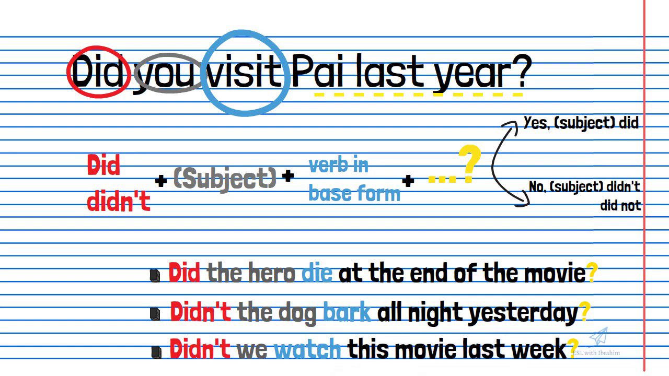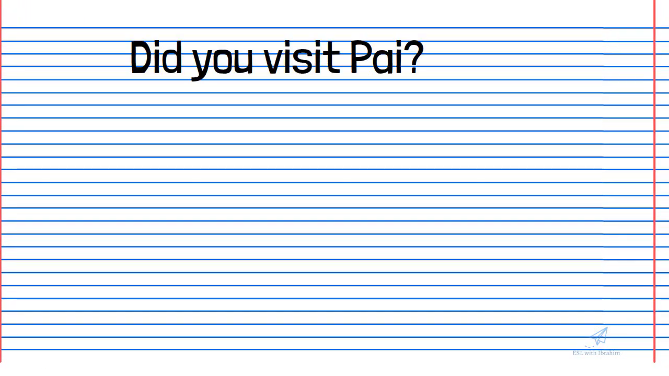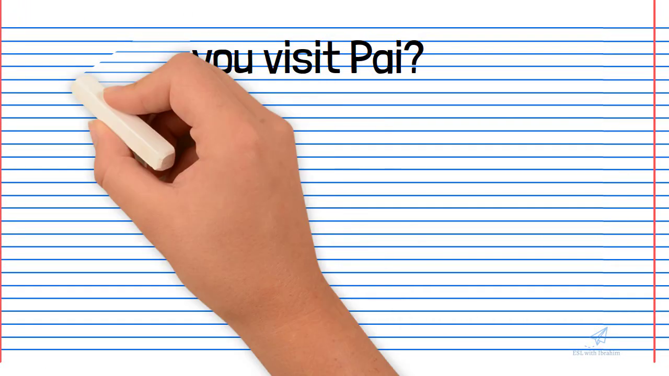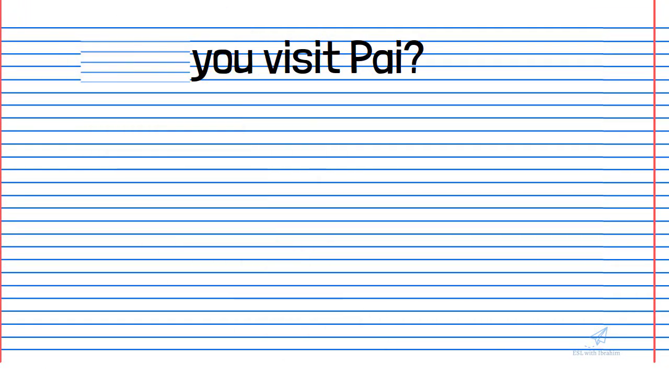Now again, this formula doesn't work with verb to be. When we have verb to be, what we basically do is replace the auxiliary did with verb to be in the past tense. And because we already have a verb, the verb to be, we don't need a second verb.